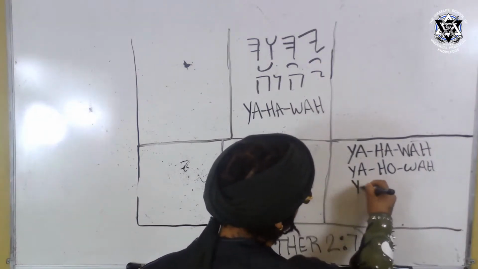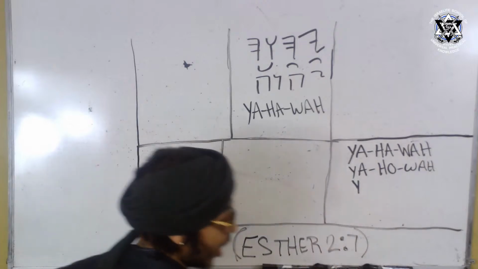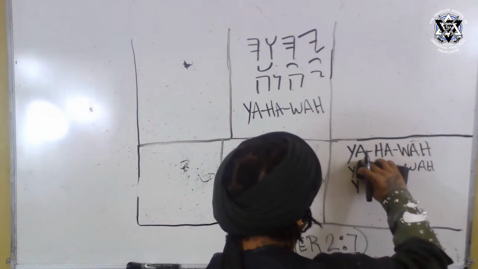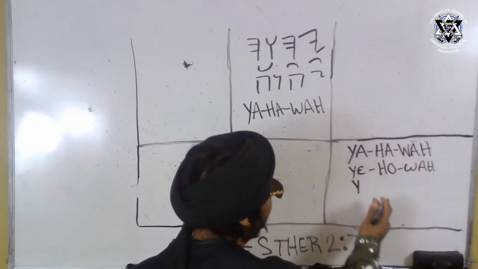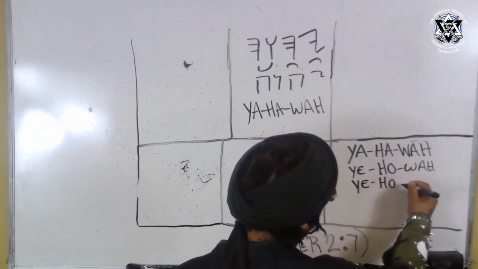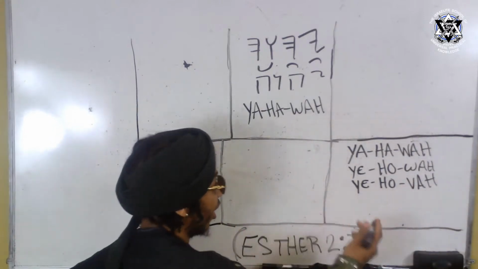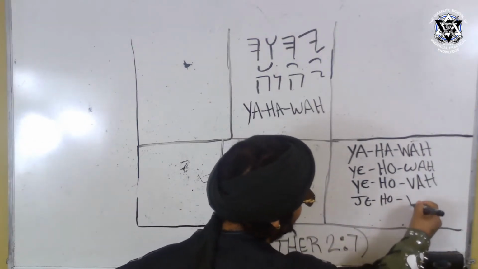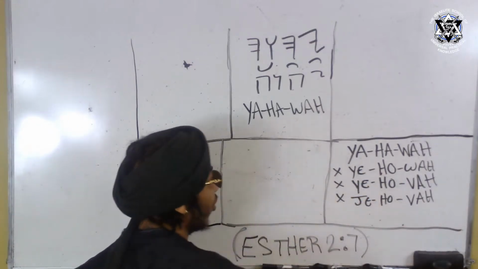Then it became, right? I put Y-A. This is what they did. They changed it to Y-E. Right? Yehovah. Your oppressor. Then they changed it to Yeho, what? Vav. Yehovah. Then the letter J was invented. J. Ho. Vav. All these are incorrect. Right?